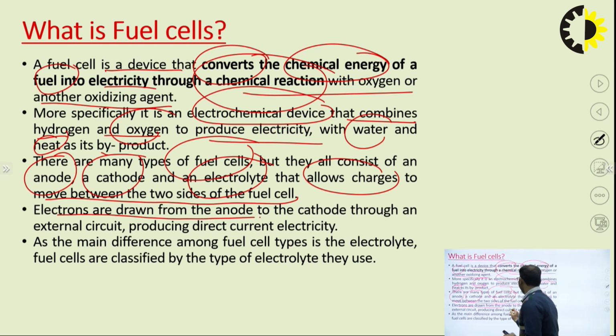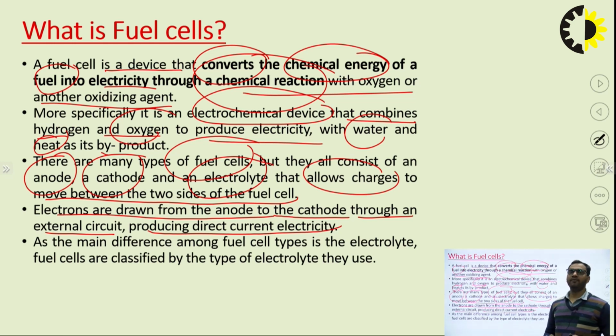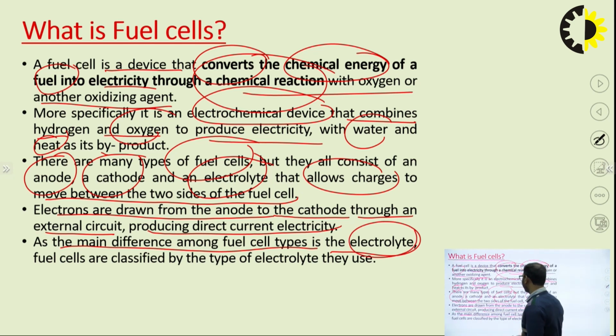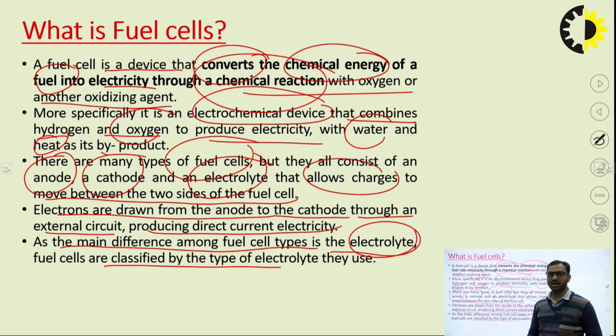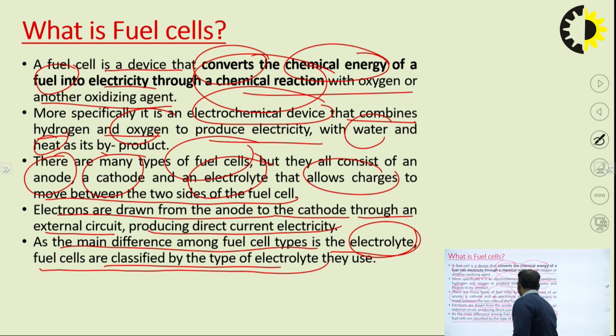Electrons are drawn from the anode to the cathode through an external circuit producing direct current electricity. Means by the help of fuel cell we can produce DC type of electricity. The main difference among the fuel cell types is the electrolyte. So by the help of electrolyte we can identify what type of fuel cell it is. In other words, we can say that fuel cells are classified by the type of electrolyte they use. So according to different types of electrolyte, we can classify different types of fuel cells.